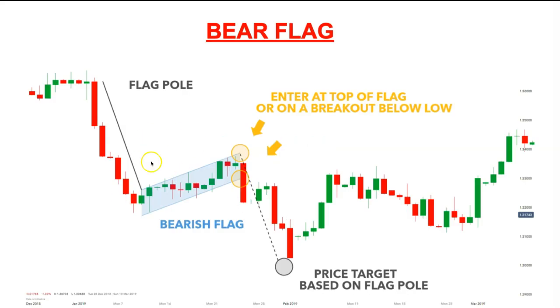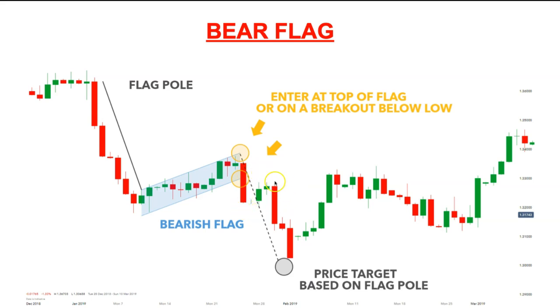So now let's talk about flags, another type of chart pattern. The first example is a bear flag. Usually there's a decline like this, and this is what I call the flagpole. And then there's a consolidation period, and it's upsloping, and eventually there's another decline. Usually you would enter at the top of the flag here, or more conservatively, you can wait for the breakout and you can enter at the retest.